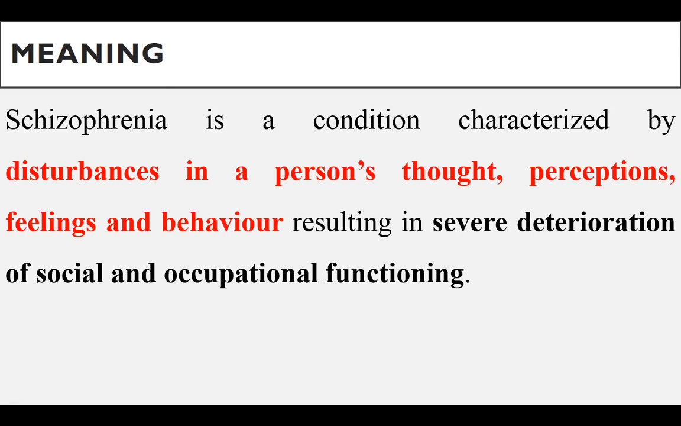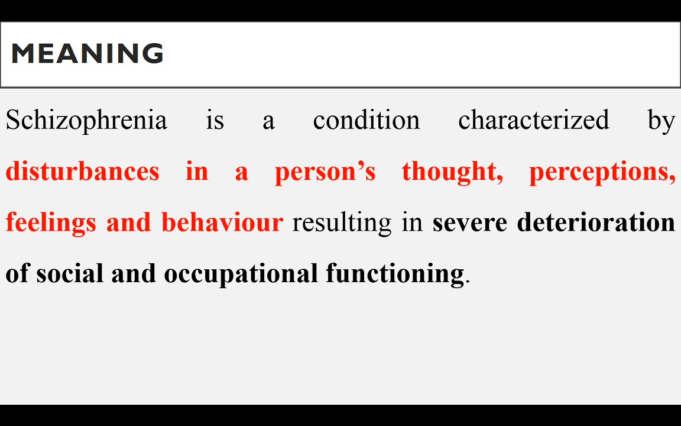So basically, in schizophrenia patients, if you do not remember anything else, remember there is always disturbance in thought, perception, feelings, and behavior. Because of this, it results in severe deterioration of social and occupational functioning. Depending on these, you will understand how the different classifications of ICD F20 to 29 come. But the main feature of schizophrenia, which is common to all from F20 to 29, is disturbances in thought, perception, mood and feelings, emotions, and behavior.